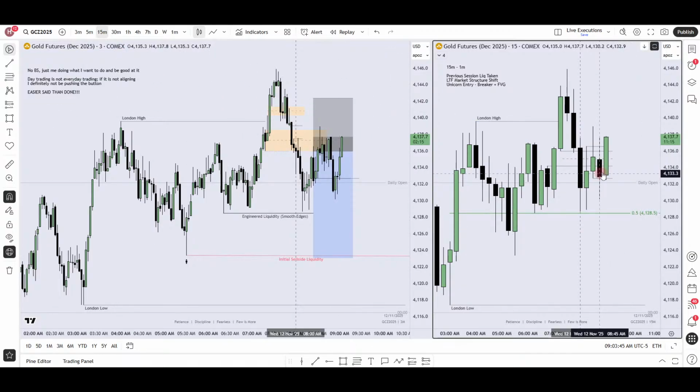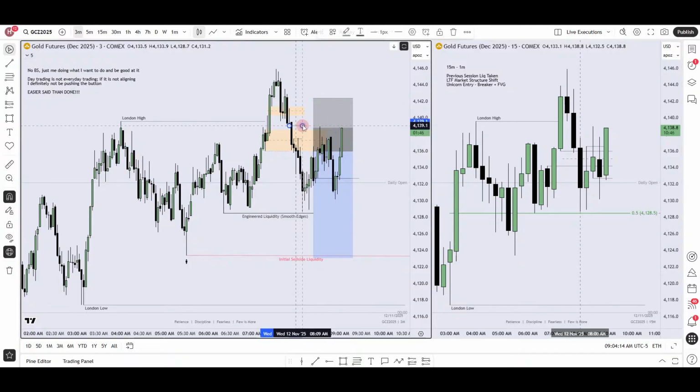This 15 minute candle, I don't like it. It should have given me a body candle closure. That's what I wanted. But it is what it is, and we are going into the red zone, going higher and higher.